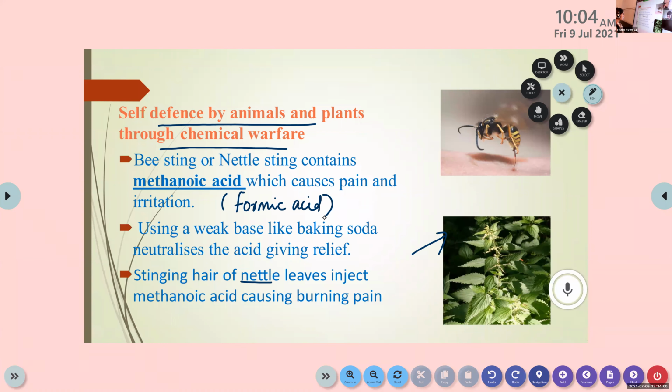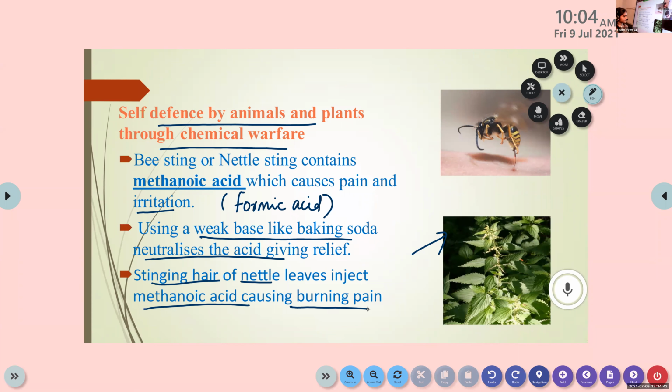So ant and bee stings and nettle stings contain this methanoic acid or formic acid, which causes pain and irritation. Using a weak base like baking soda neutralizes the acid, giving relief. The stinging hair of nettle leaves injects methanoic acid, causing burning pain. Nettle leaves also produce a small amount of methanoic acid, and it causes burning pain due to the injection of that acid into our body.